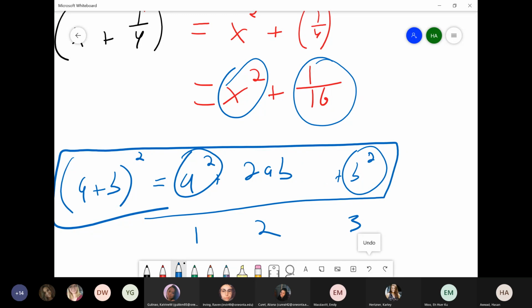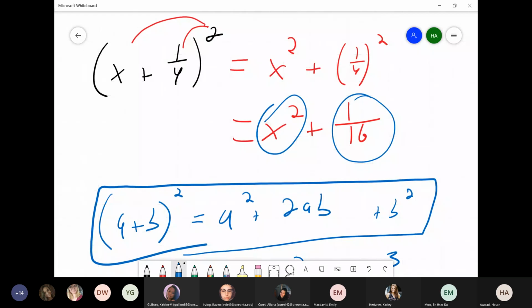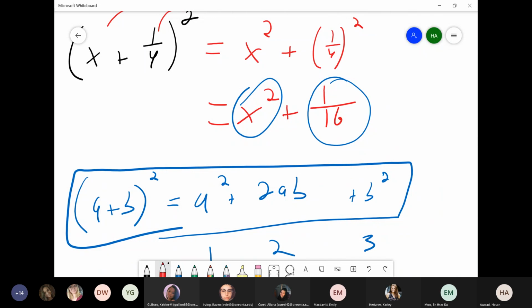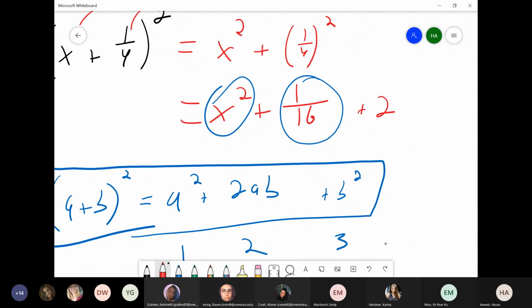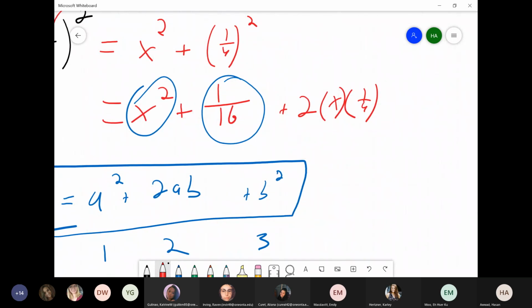Without doing any work whatsoever, because we know what a is and we know what b is, since we assigned a to be x and b to be 1/4, I can just tell you for free that to correct this, you can just add plus 2 times x times 1/4, just like Raven was saying earlier. When we simplify this, 2 times 1/4 is of course a half, so we could rewrite this as x over 2. And now this is officially complete.